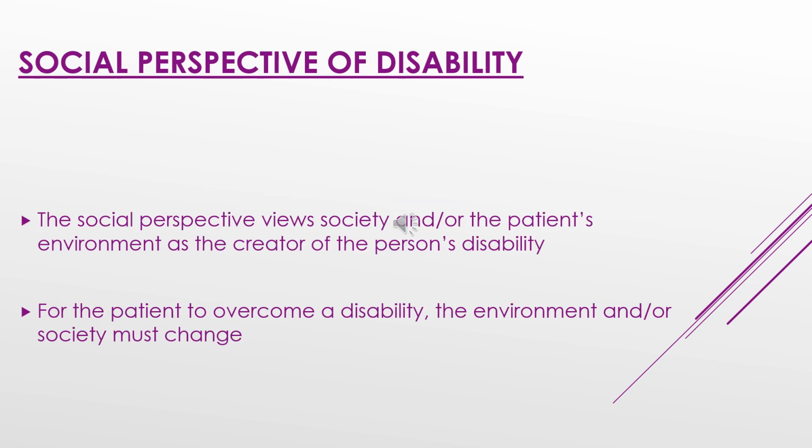The social perspective of disability comes from the view that society or the patient's environment is the creator of that person's disability. And for that person to overcome that disability, the environment that they're in or the society that they're within must change to improve that disability. The patient has to overcome the disability to be able to function in the environment, or the society must change for them to overcome that disability. So this is saying that the society is the cause or the contributing factor to the patient's disability.